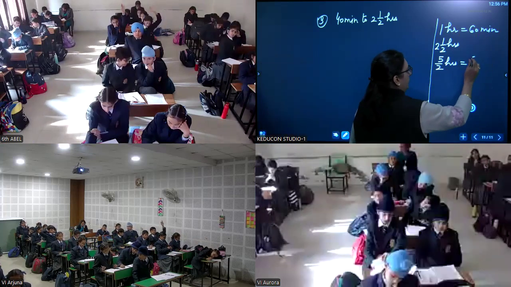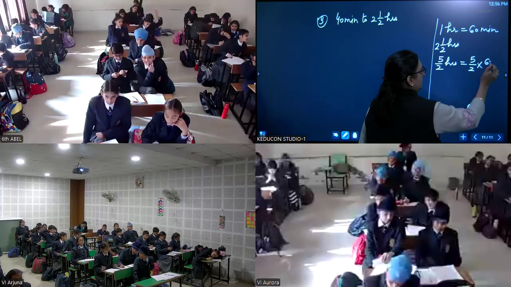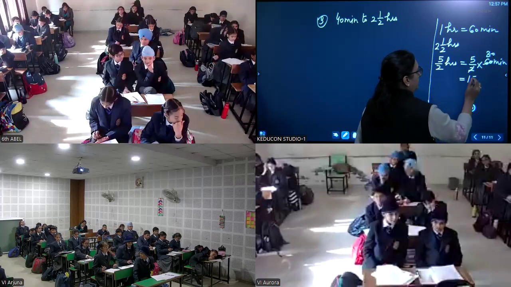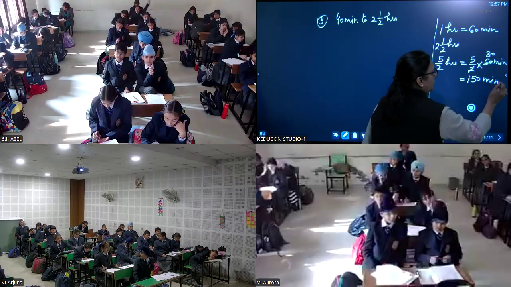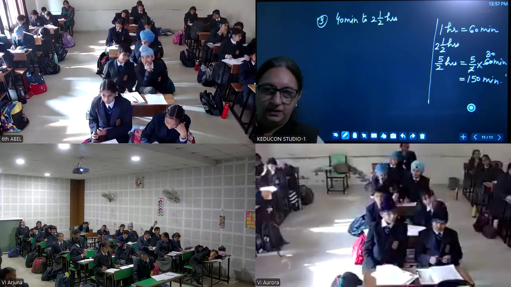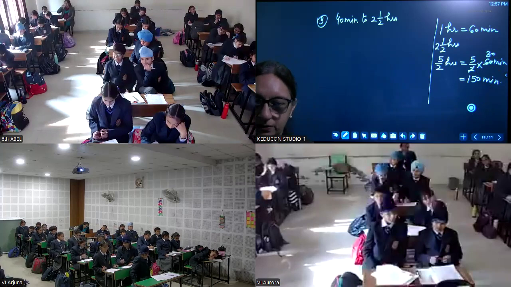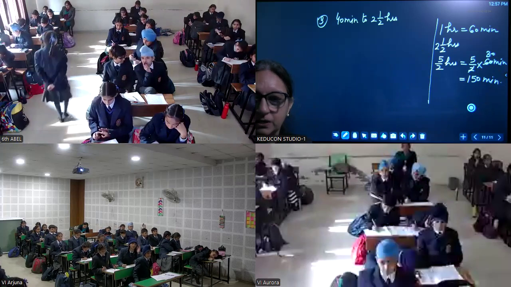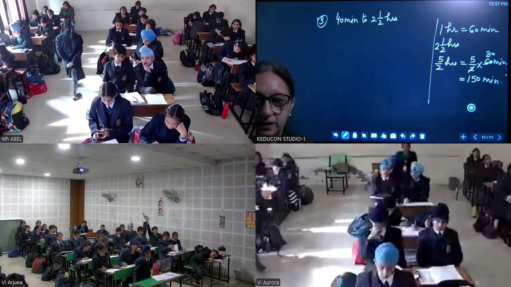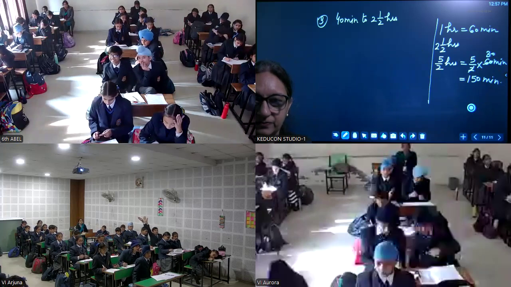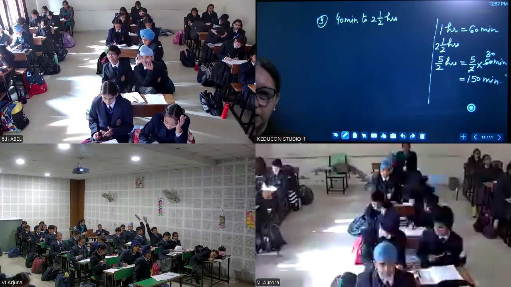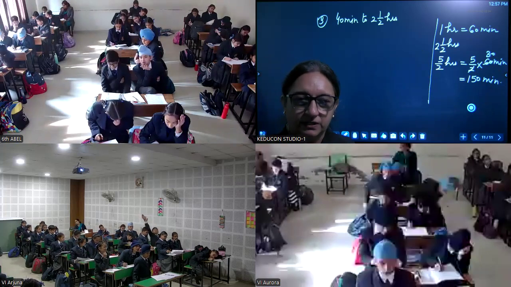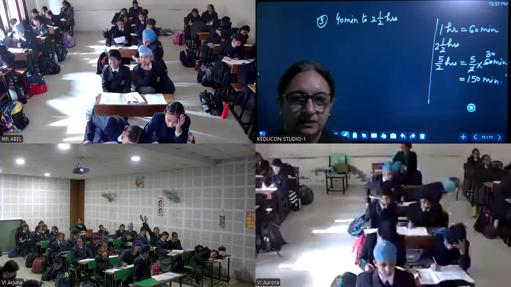How will you do it? 5/2 into 60 minutes. You can cut it. You will get 150 minutes. You have to do this in the rough. Few children can do it orally also, I know. But write one or two steps in rough to check, and write it without any mistake. Whenever you do a fraction question, you have to write a little bit in the rough to confirm your answer.